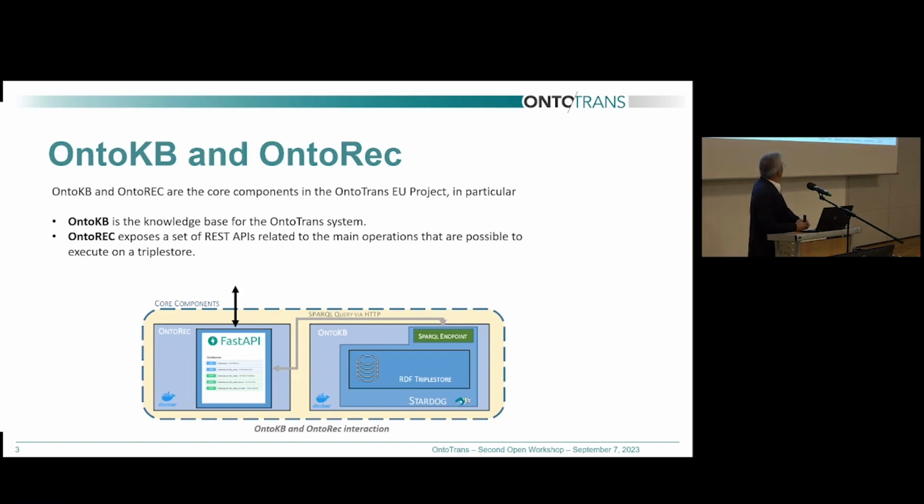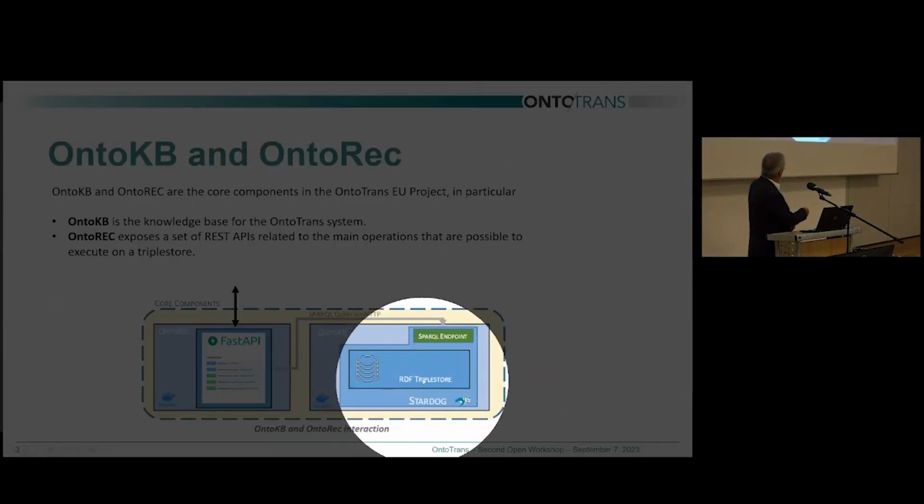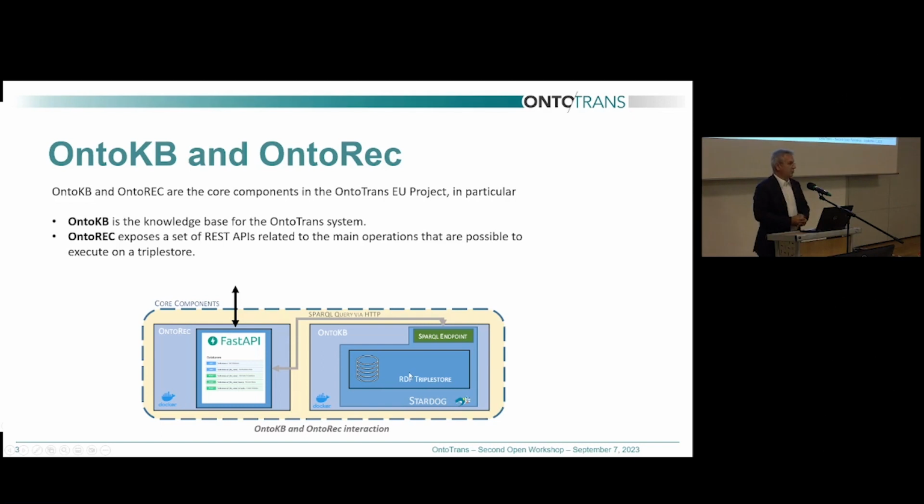And the other part that I'm showing here is the RDF triple store. Of course, there are several different possible triple stores in the market, open source products, commercial products. In OntoTrans, we decided to go with Stardog, which is a commercial product. And in the following, I will show you something more about why we decided to go with it. Okay, that's more or less it for OntoKB.